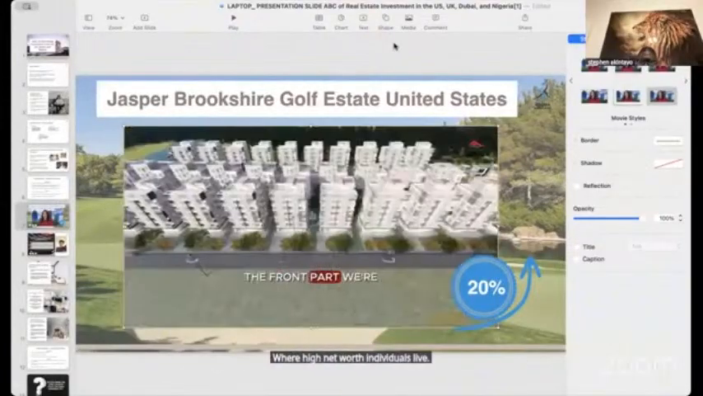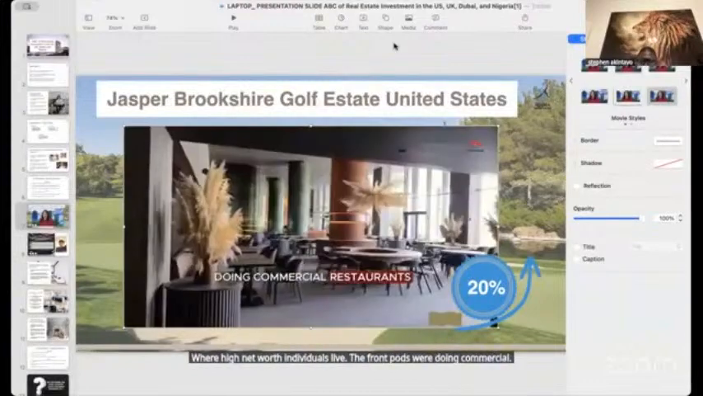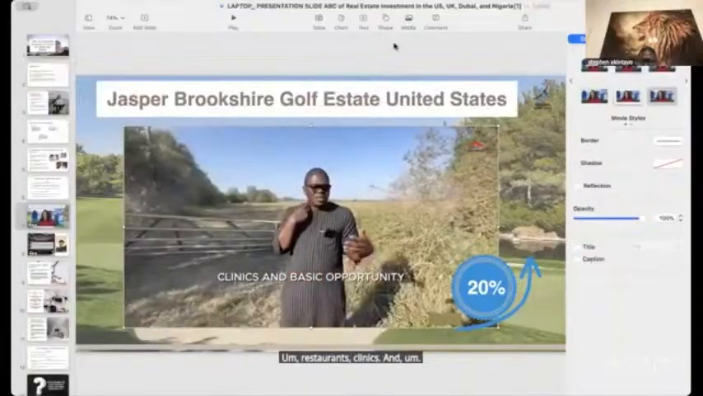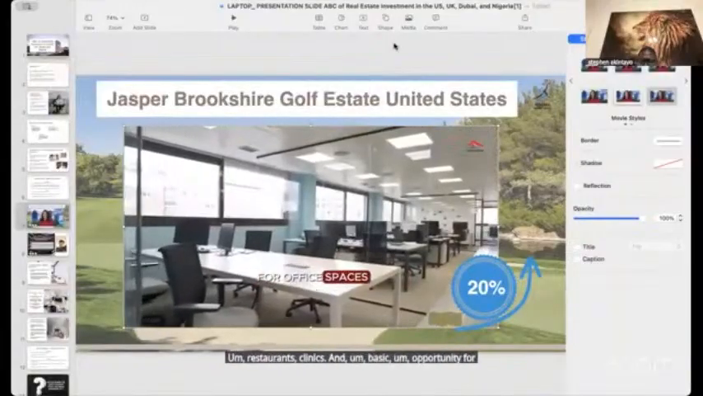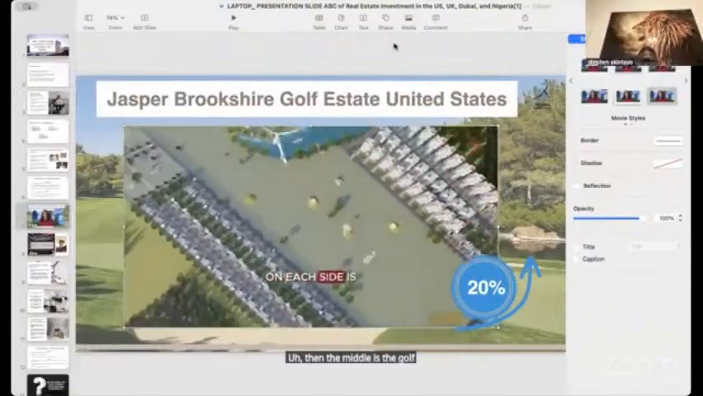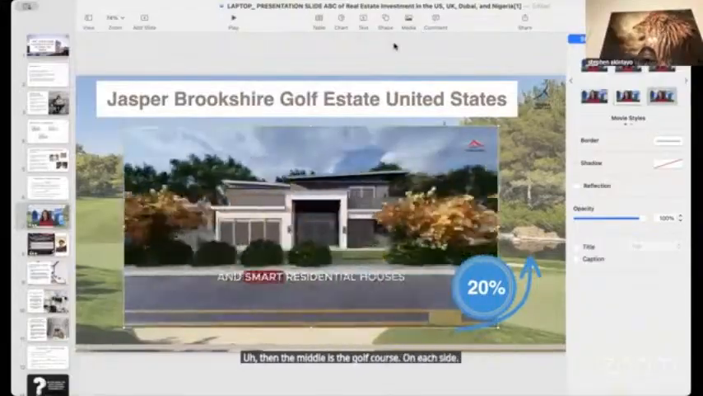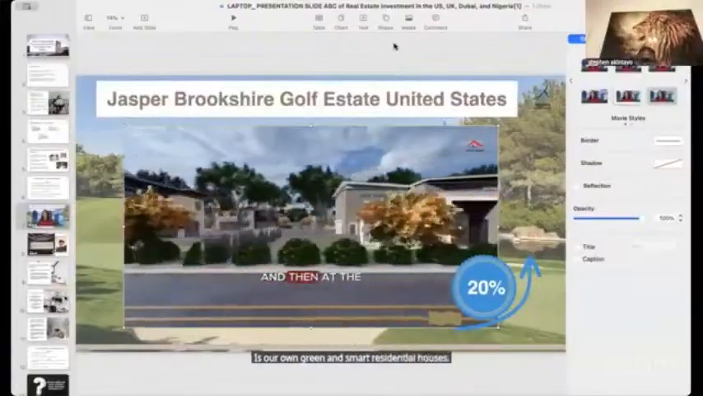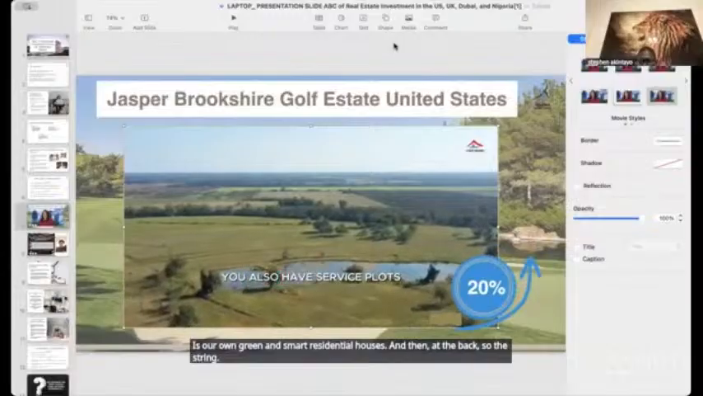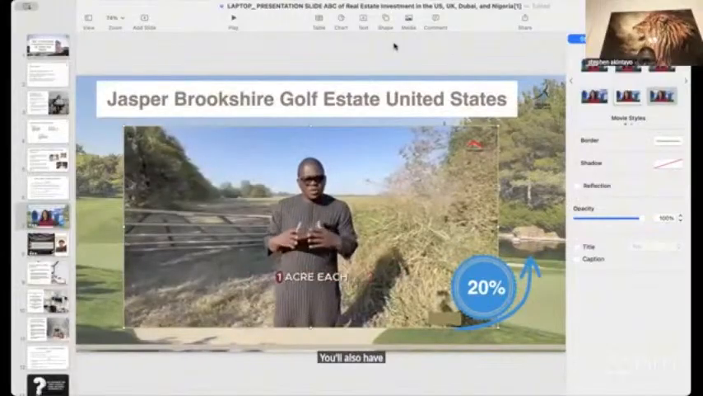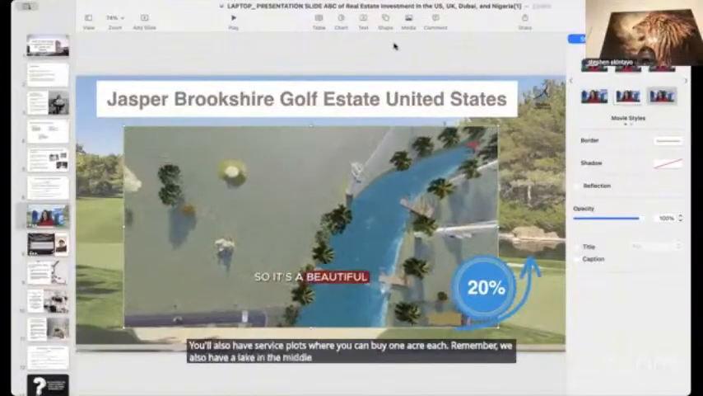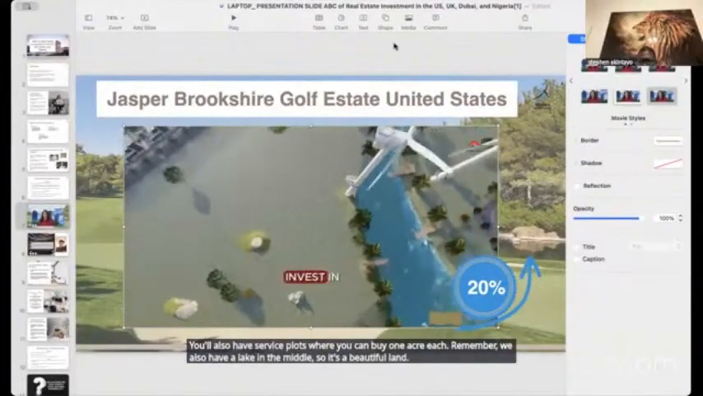The front part, we're doing commercial: restaurants, clinics, and basic opportunity for office spaces. And then the middle is the golf course. On each side is our own green and smart residential houses. And then at the back, towards the stream, you also have service plots where you can buy 1 acre each. Remember, we also have a lake in the middle. So it's a beautiful land that you want to invest in today.